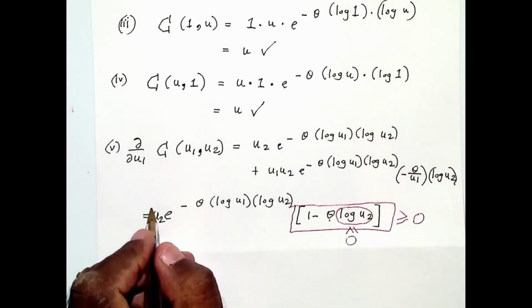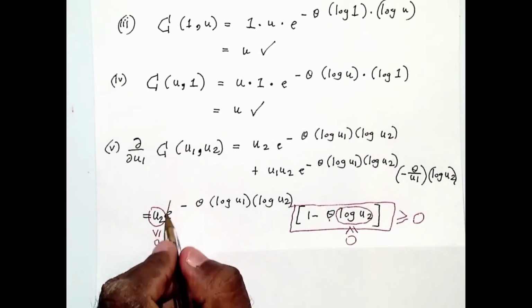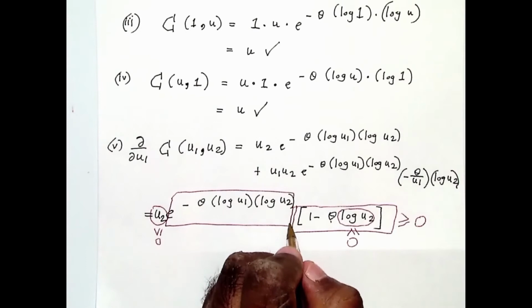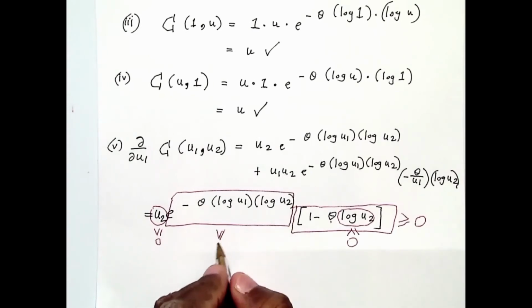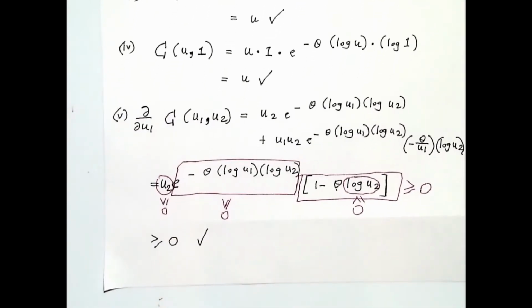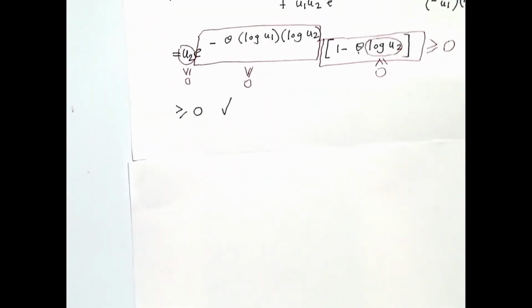And we know that u2 by definition is non-negative, and e to the power of anything has to be non-negative. Right, so we have shown that this is greater than or equal to 0. So condition 5 is satisfied. I hope you follow my explanation.